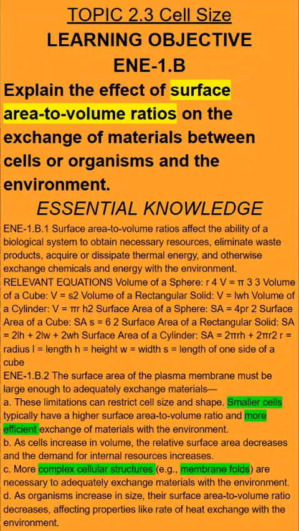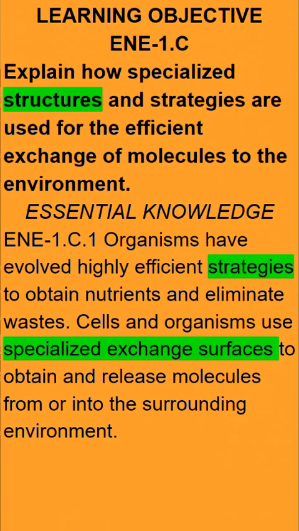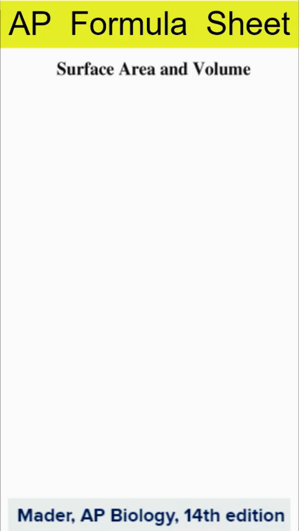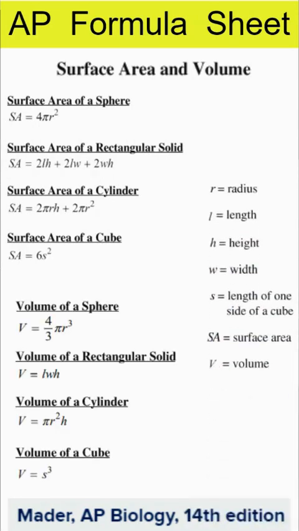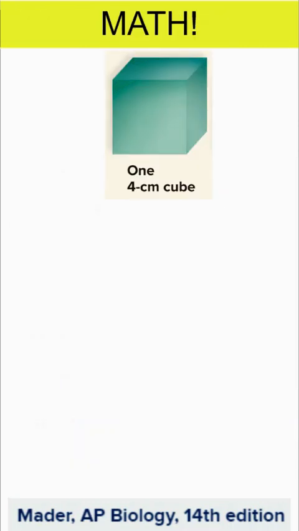The concept of surface area to volume ratios explains why smaller cells are more efficient, and specialized exchange surfaces, strategies, and structures allow for efficient nutrient and waste exchange. So when we get to math, we start looking at the AP formula sheet. We see all this stuff about surface area, and then we see all this stuff about volume. And that leads us to this idea where we have to find surface and volume for different shapes.